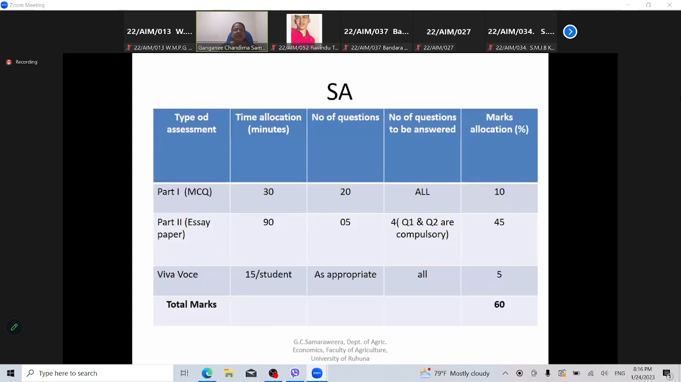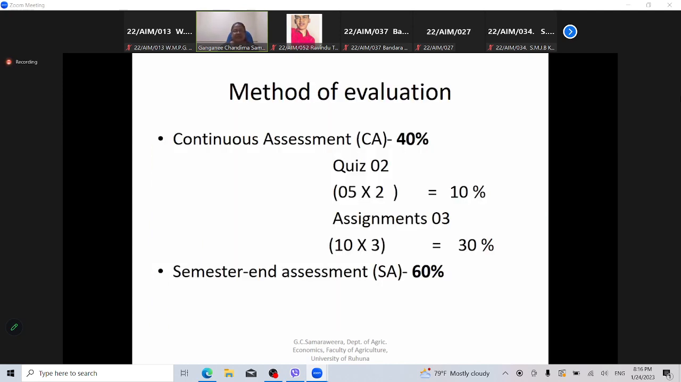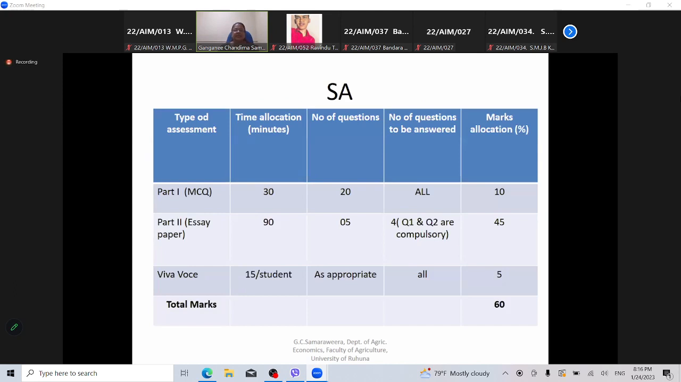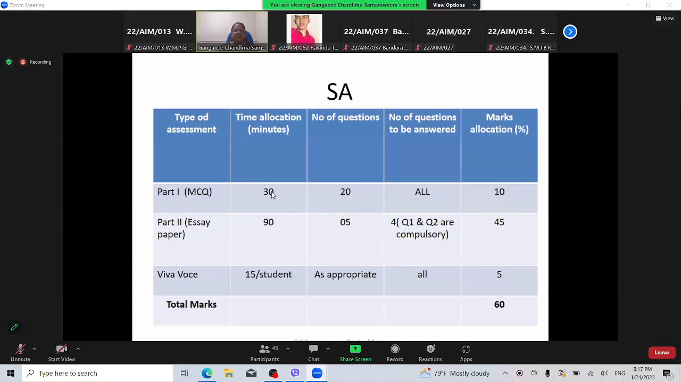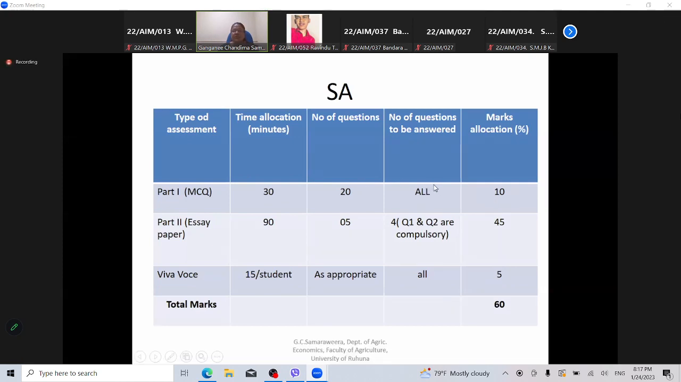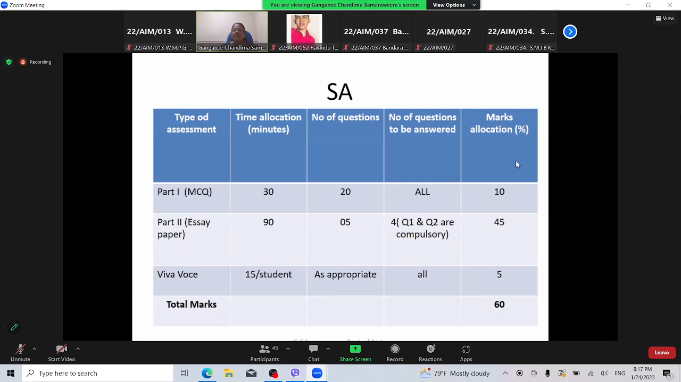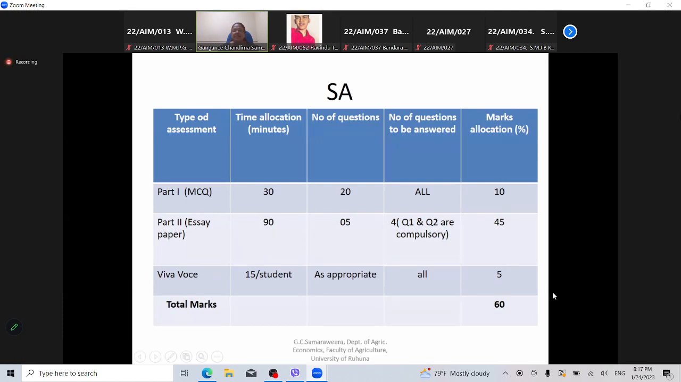So then this end semester assessment, here you can see SA, semester end assessment. These are the cases. In part 1, you are given an MCQ paper for 30 minutes. 20 questions are given. You have to answer all questions and 10% marks are given. Because for your end semester, I told 60%, that's the way these percentages are divided.